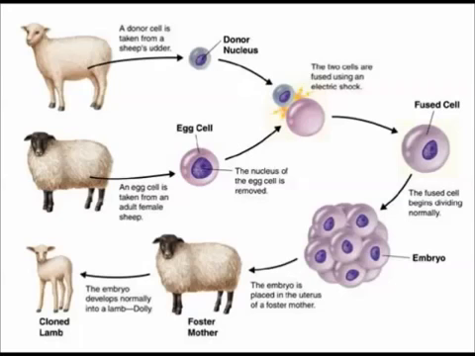Reproductive cloning begins with somatic cell nuclear transfer. Remove a nucleus from an egg cell and replace it with a nucleus from a donor adult somatic cell, which is any cell in the body except for an oocyte or sperm. For reproductive cloning, the embryo is implanted into the uterus of a surrogate female.